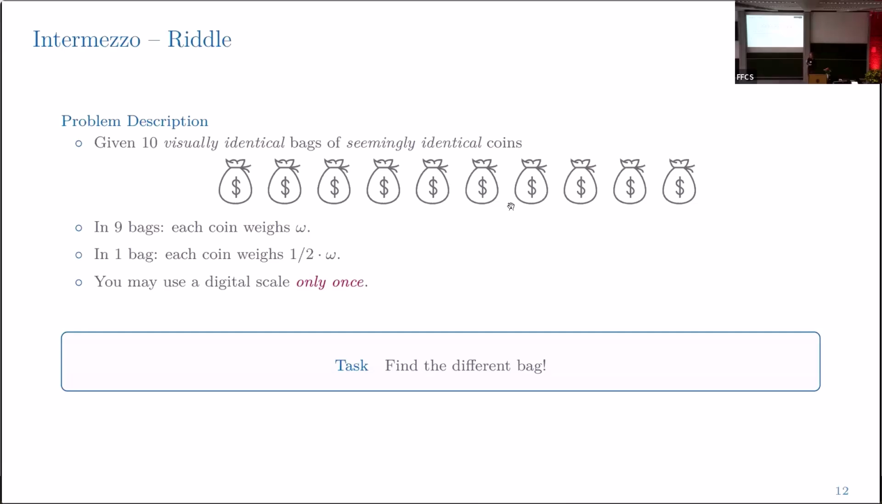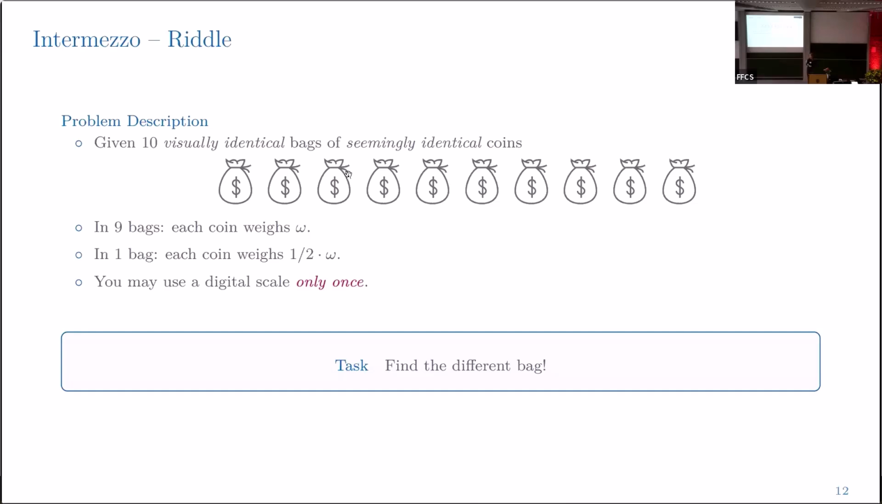Okay, I give you a little hint. We can just measure once. So somehow we want to use all of them together to get a relation. We enumerate all of the bags. This is bag 1, 2, 3, and so on. Let's say the corrupted bag is bag I. We just give it an index.